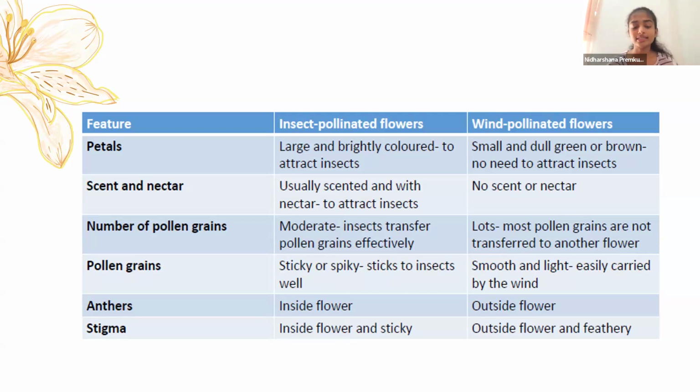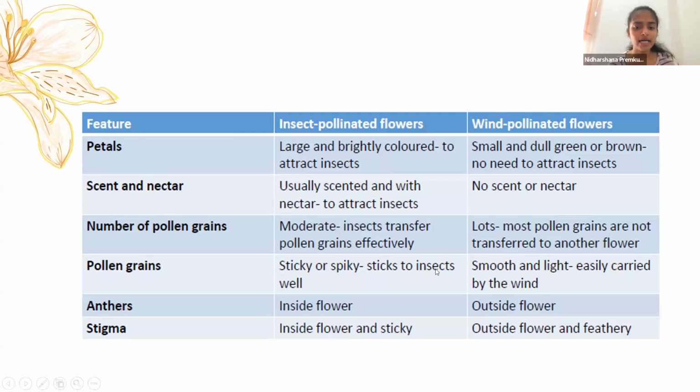Now, anthers. In insect-pollinated flowers, the anthers are usually inside the flower, as we have seen so far. But when it comes to wind-pollinated flowers, the anthers are usually located outside the flower so that it's much easier for them to be carried by the wind.